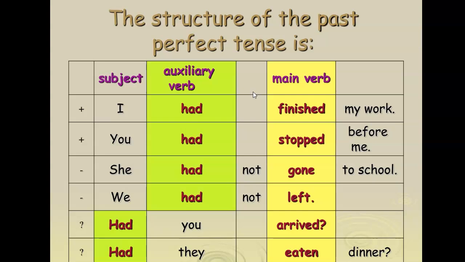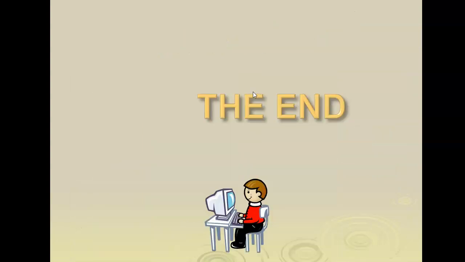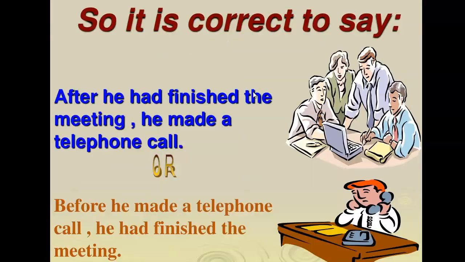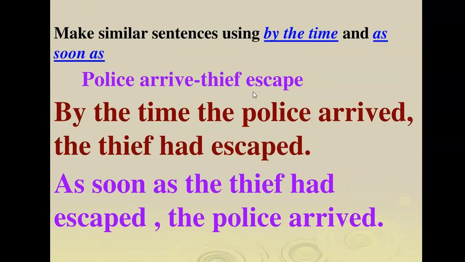It's the structure of the past perfect tense. I had finished my work. You had stopped before me. She hadn't gone to school. We hadn't left the school. Had you arrived? Had they eaten dinner? Yes.